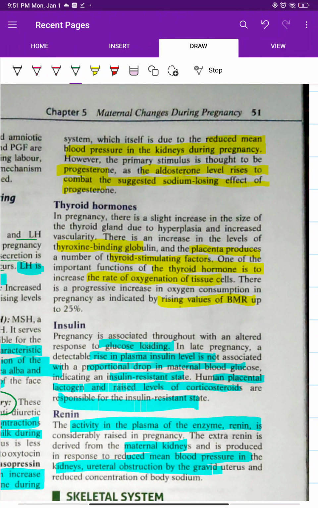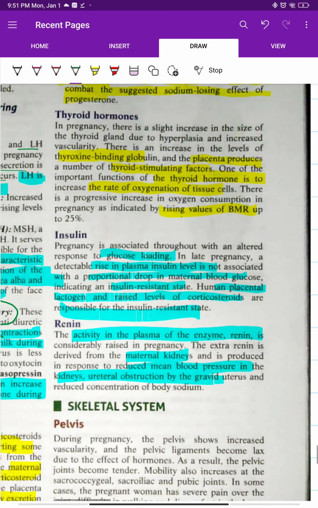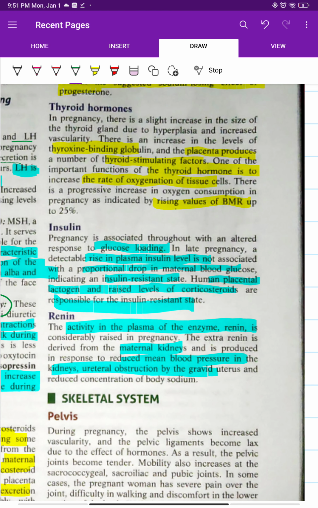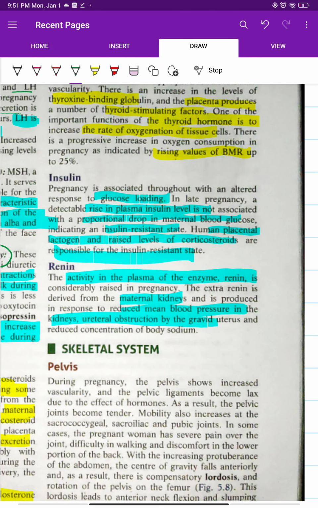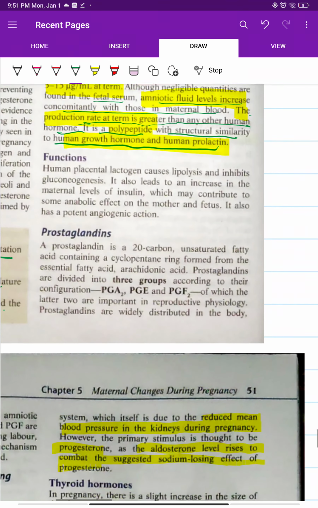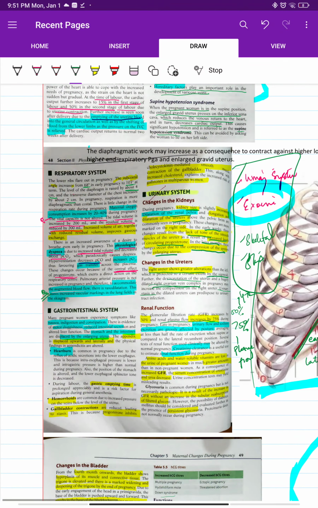Then thyroid hormone, if you see, thyroid binding globulins increase, and the placenta produces thyroid stimulating factors. This causes the rate of oxidation to increase, so that there is an increase in BMR. Insulin, as we all know, there is actually an anti-insulin environment happening because of the human placental hormones and the raised level of cortisol, which are responsible for an insulin resistant state. That is what is important. Renin, as I told you, the maternal kidney will always produce renin due to increased cardiac output. So for sure the renin angiotensin system is activated, guys. So this is about the hormones, and later on let's see about the urinary tract system.